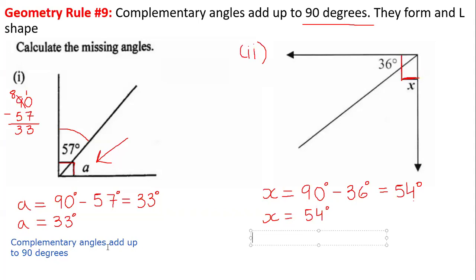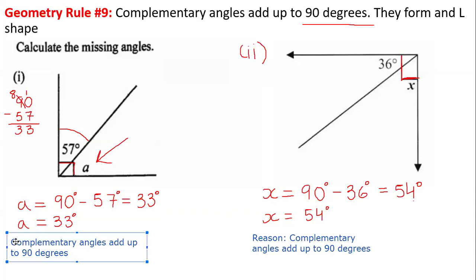Good. Let me put my reason as well. The reason is complementary angles add up to 90 degrees. It would be equal if there was a 45 here. Yeah, if it was 45, then you know it's exactly equal.